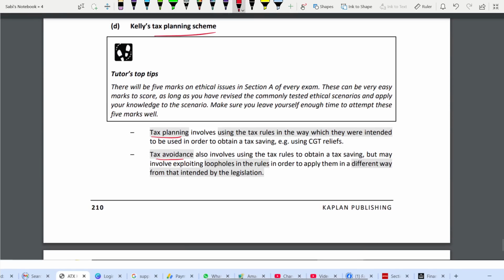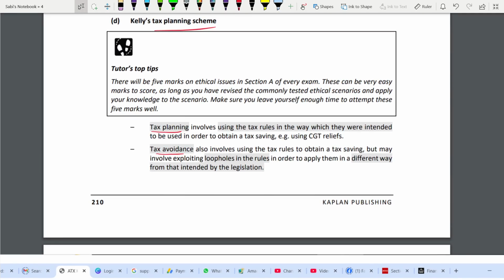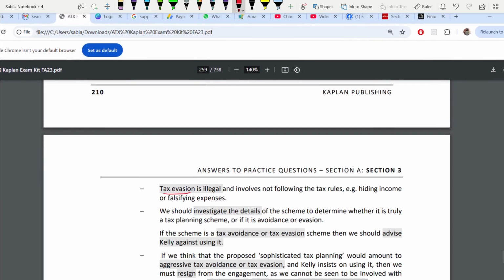So what is tax planning? Using any rules in order to save your tax. For example, CGT relief. So give examples also. That is tax planning and is allowed. Tax avoidance, you are exploiting the loopholes in the rules. You are avoiding the tax. That means your objective is you are using the legislation but not for the intended purpose. This is not allowable.